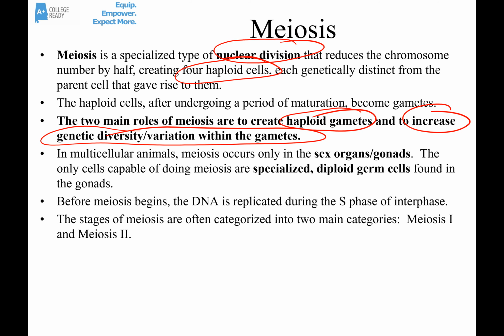In multicellular animals, meiosis occurs only in the sex organs or the gonads. The only cells capable of doing meiosis are specialized diploid germ cells found in those gonads. Before meiosis gets started, the DNA of those germ cells is replicated during the S phase of interphase. Meiosis is often broken into two main parts, meiosis 1 and meiosis 2. We'll talk a little bit about those in the coming parts of this video.